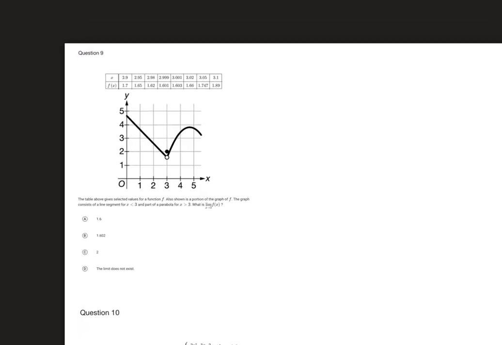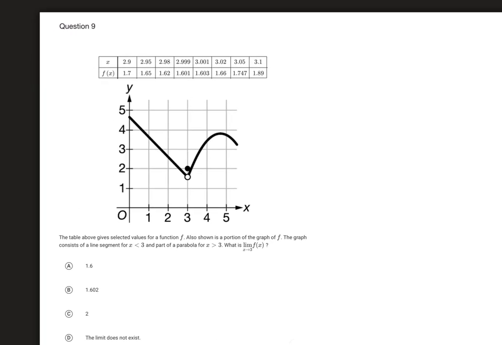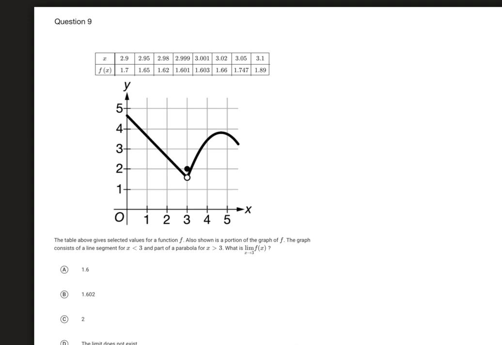Okay, next one, number 9. So let's look at this one. This is kind of a weird one. They give you a table of selected values, but they also give you the graph. The table above gives selected values for a function f, also shown as a portion of the graph of f.